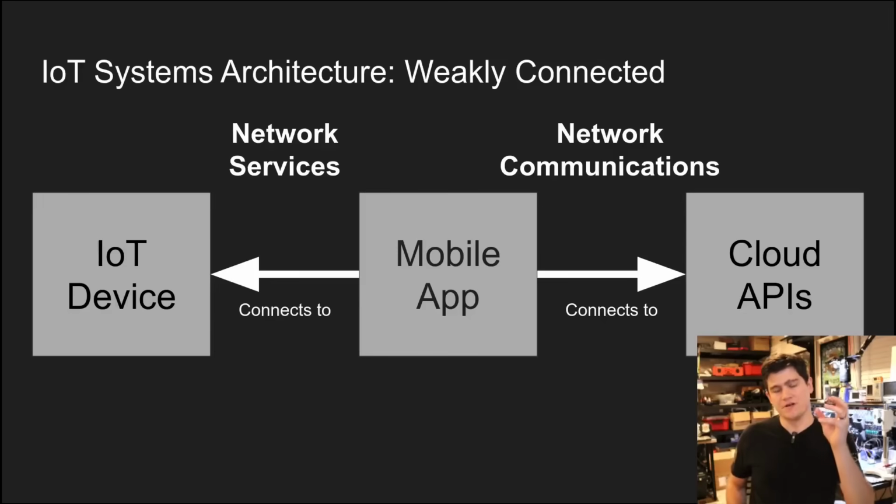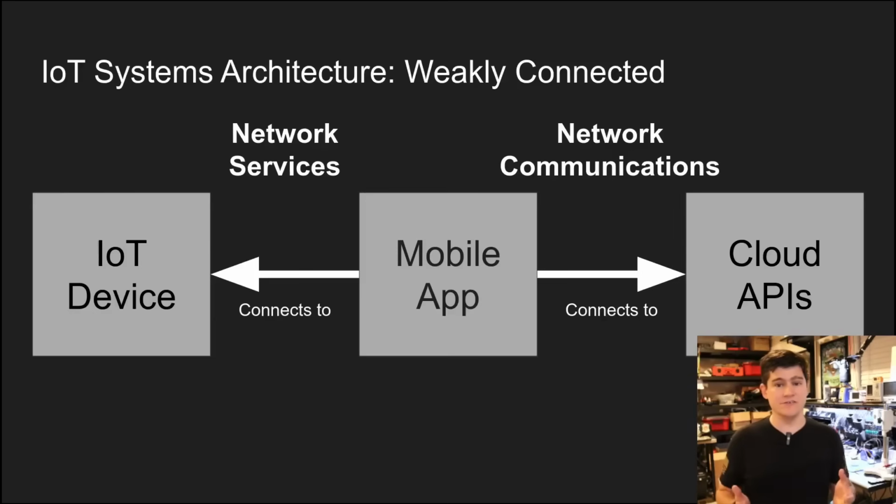The first architecture we're going to look at is what I call a weakly connected IoT architecture. This is where we have our device over here on the left of our diagram, and that IoT device does not directly communicate to any internet or any traditional IT systems. Instead, there is some kind of middleman application. Typically, this is going to be a phone application, and then some type of communication is going to occur between that mobile app and the IoT device.